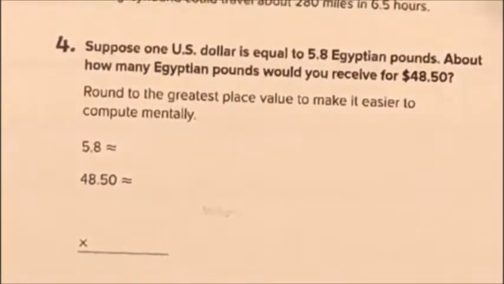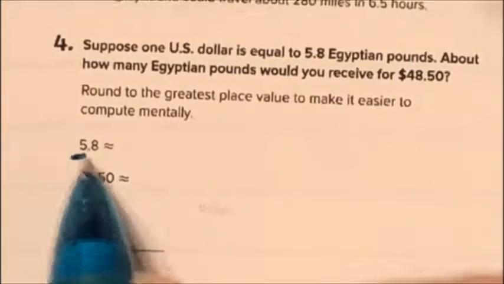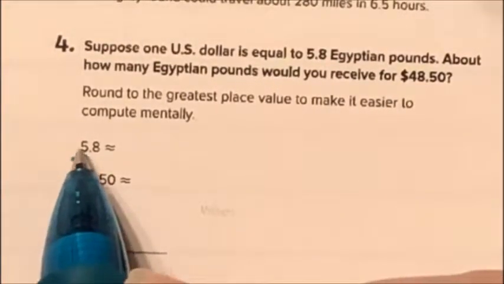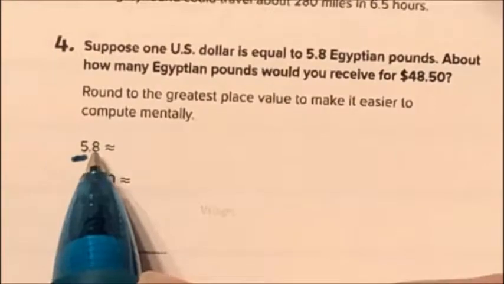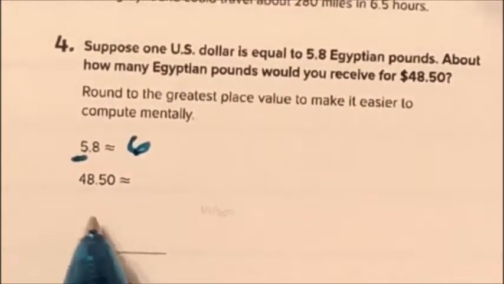Okay. Number 4, suppose 1 US dollar is equal to 5.8 Egyptian pounds. About how many Egyptian pounds would you receive for $48.50? Round to the greatest place value to make it easier to compute mentally. So I'm looking at 5.8. The 1s is my greatest place value. So I go next door. It's 8. 8 tells me I bump my 5 up. So this becomes approximately 6.